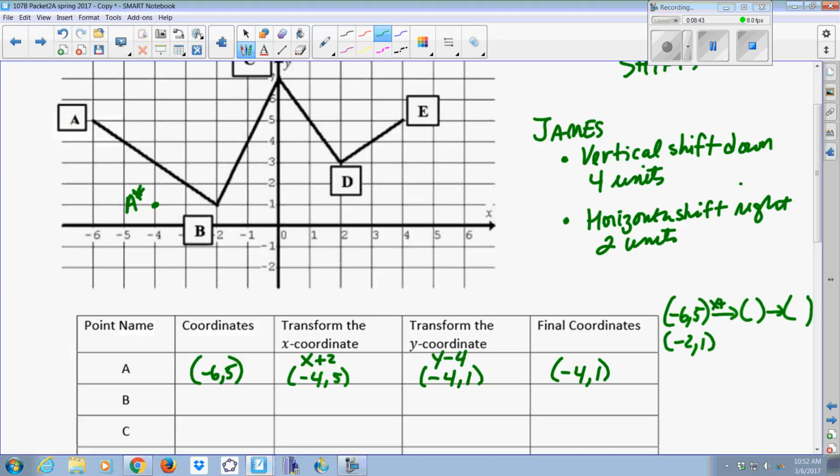I'm going to add 2 to my x value, which gives me -4,5. And now I'm going to take my y value and subtract 4. So this is doing everything that the table does. It's just in sort of a horizontal arrow type mode. Some students can handle doing both of them at the same time, and they literally just take care of their x and take care of their y. It's always nice to show what you're doing, though.